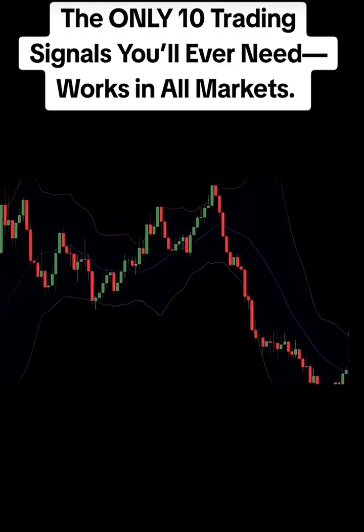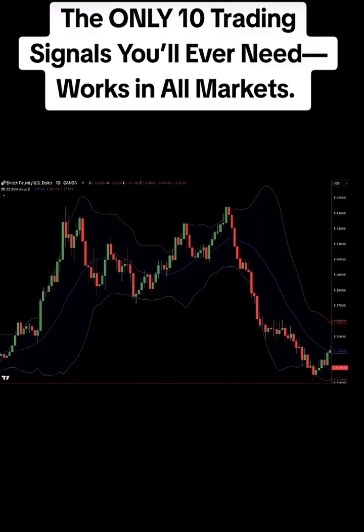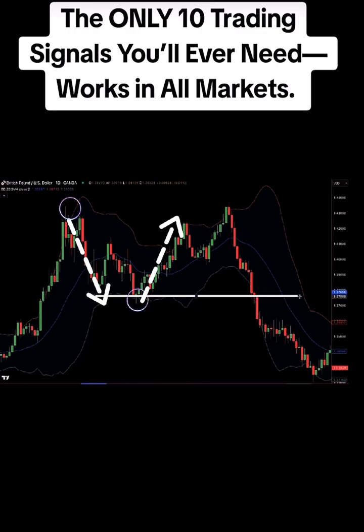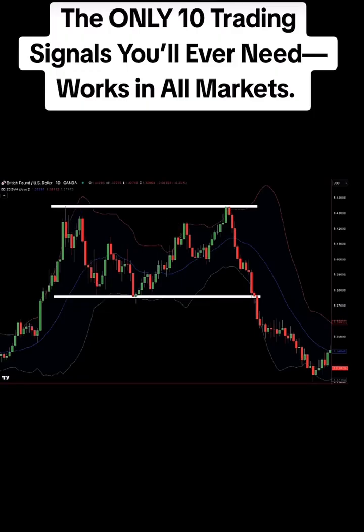Now, let's make this reversal signal more advanced by combining support and resistance with the upper and lower Bollinger Bands. Look at this chart. The market is clearly ranging, trading between the upper and lower bands. Price touches the upper band and gets rejected, then moves down and touches the lower band, bouncing back up. Based on this behavior, we can draw our support level near the lower band and our resistance level near the upper band.